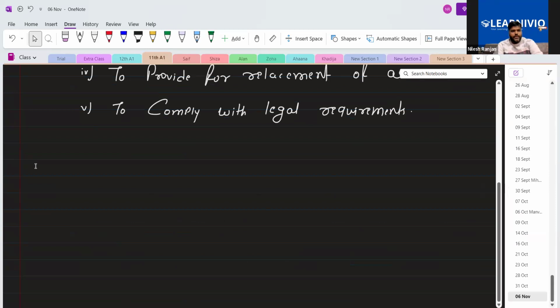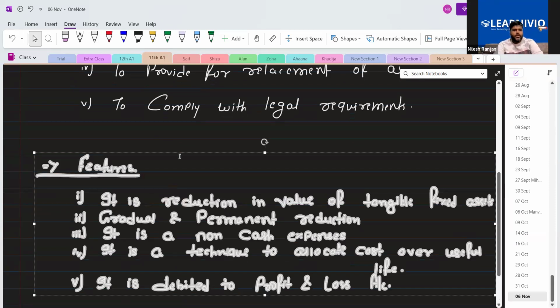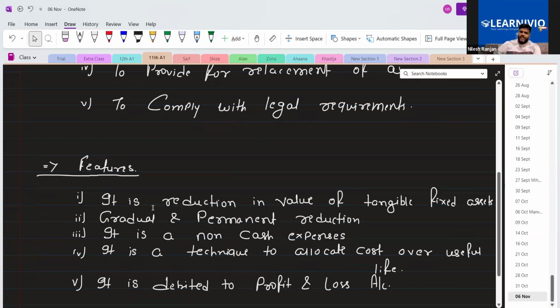Okay, so here it is, features. First, it is reduction in value of tangible fixed assets. That is important because depreciation is always related to tangible assets. When we talk about intangible assets, it is called amortization. Then, gradual and permanent reduction. Gradual and permanent reduction means slowly the cost of the asset, the value of the asset, will reduce, and this reduction will be permanent, not temporary. If it is decreasing today but increases the next day, that is not permanent reduction. Permanent reduction means it is decreased now and will not increase later.